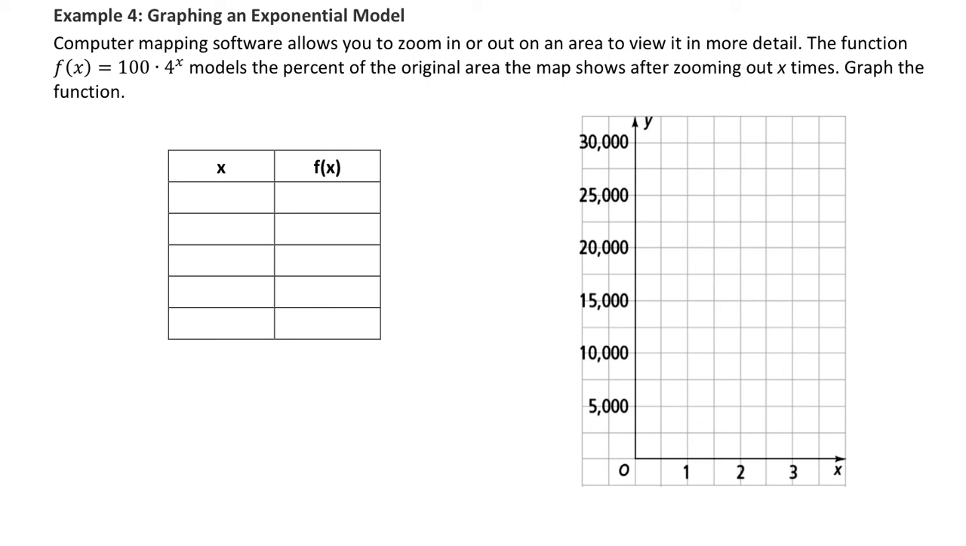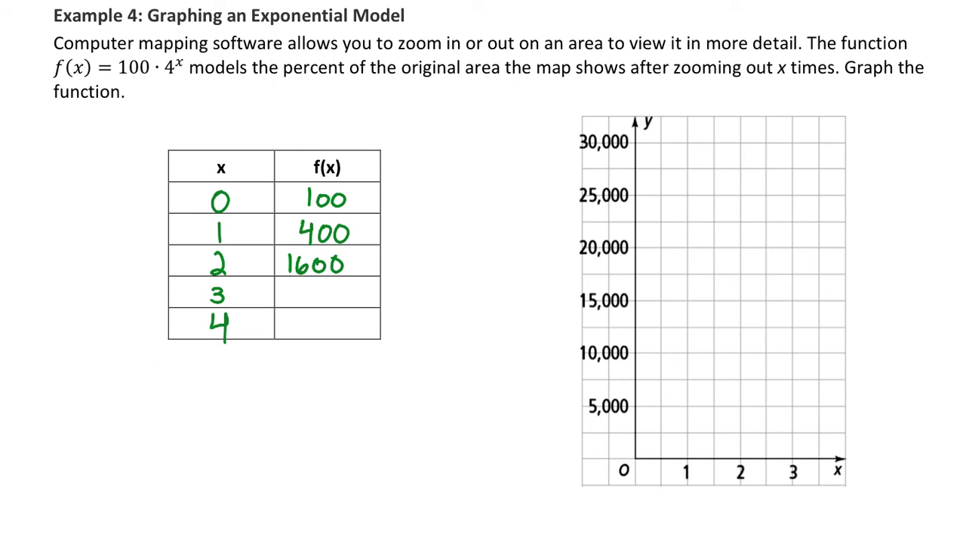So I think the numbers that would make the most sense to me would be from 0 and just going up by 1. If I do 4 to the 0 power times 100, that is 100. 4 to the first power is 4. 4 times 100 is 400. 4 to the second power is 16. 16 times 100 is 1600. And you can kind of see the pattern here.